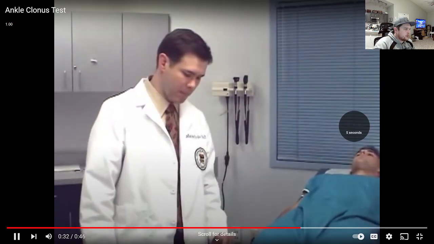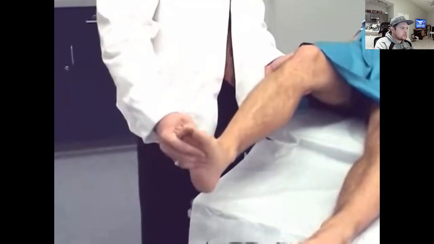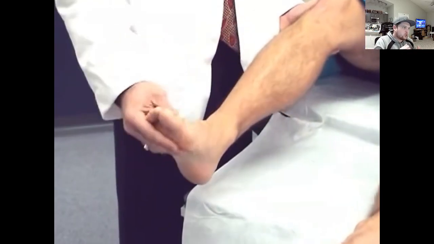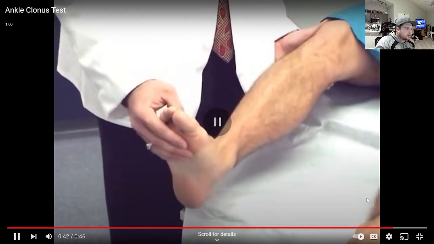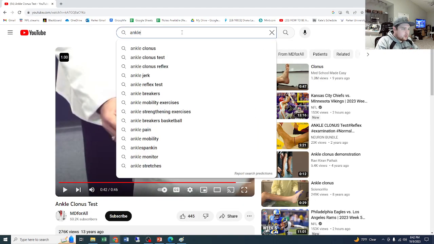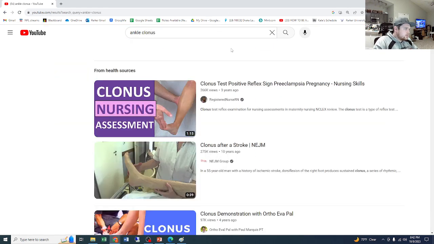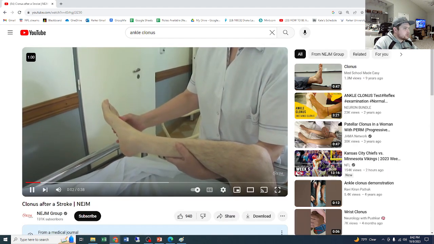Okay, so what you should see, and you have the patient laying down or sitting. Literally what you're going to do is take the ankle, move it around a little bit, and then quickly jerk it up. And if somebody has ankle clonus, let me see if I can find a video of somebody who has it. So this is an example of ankle clonus after a stroke.